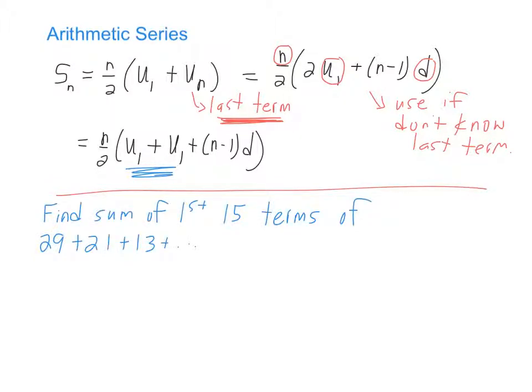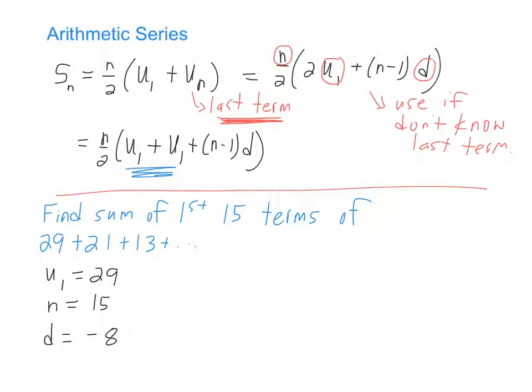In this example we're looking to find the sum of the first 15 terms, and we're given the series 29 plus 21 plus 13 plus ... Notice we don't know what the 15th and final term is that we are adding on. So, what do we know? We know the first term is 29. We know the n value is 15. We're trying to find the sum of the first 15 terms. And we can gather that the common difference is -8 since it's going down by 8.